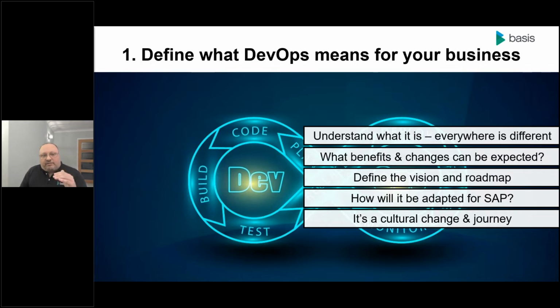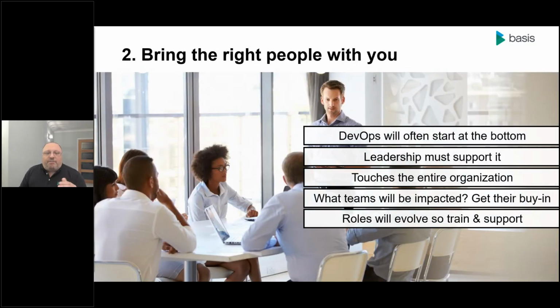So we've got our vision and our roadmap. We now need to look at bringing the right people with us. And the reason we need to do this is because these types of initiatives often start with just a small group of developers or someone who get together and say to themselves, there's got to be a better way of doing this. And they start investigating these things and start coming up with great ideas.